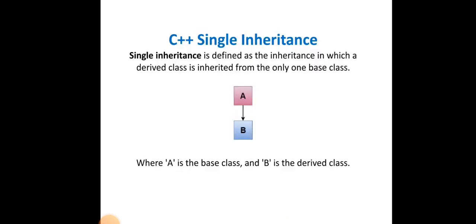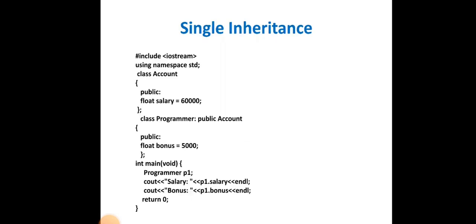Now we start with single inheritance. Single inheritance is defined as an inheritance in which a derived class is inherited from only one base class. That is, suppose we have two classes, class A and class B. Class A is the base class and class B is the derived class. This mode of inheriting data from one base class to one derived class is called single inheritance.